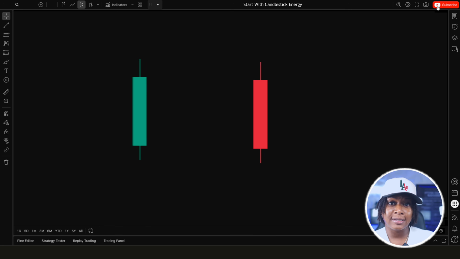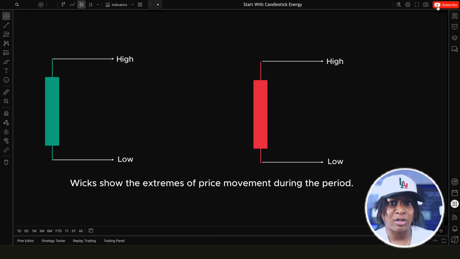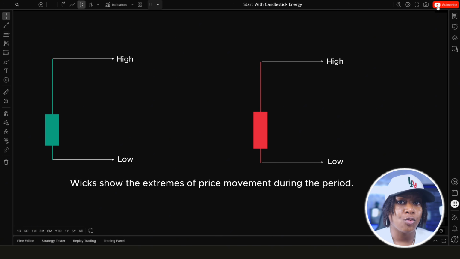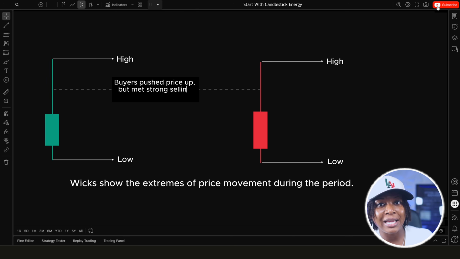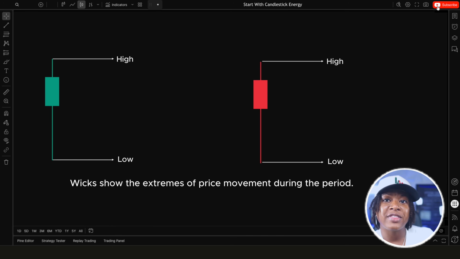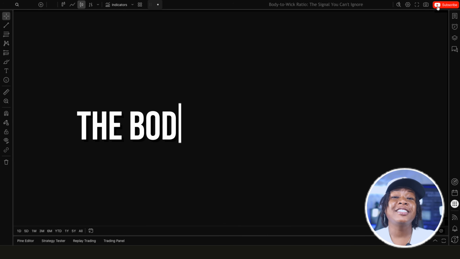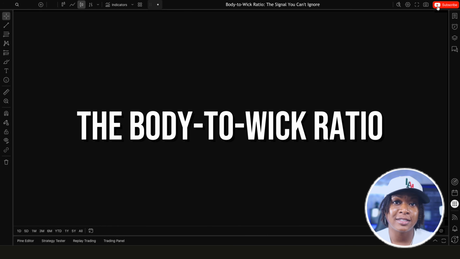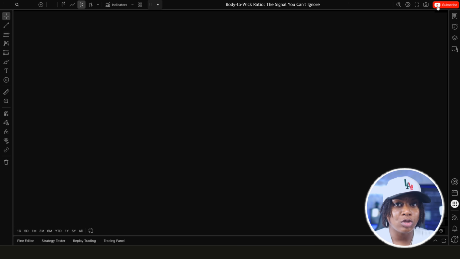Now, the wicks. This is where the drama happens. Wicks are very important with candlesticks. If you see a long upper wick, that basically tells you that buyers were fighting hard, but the sellers eventually shut them down before the market closed for that period. If you see a long lower wick, that means that sellers were pushing aggressively, but buyers stepped in and took over in that round. This is where the magic happens. Look at the body to wick ratio. Now, this is the signal that you don't want to ignore.